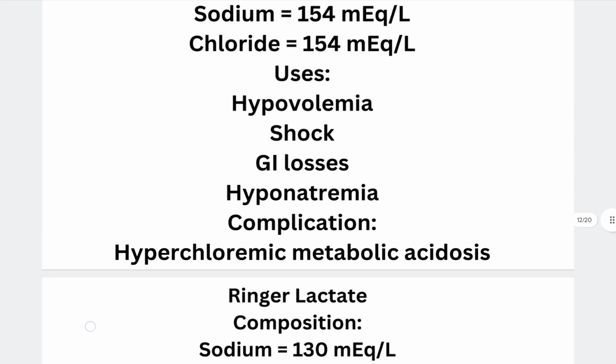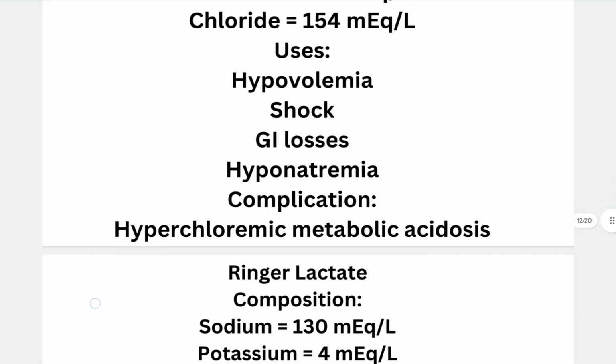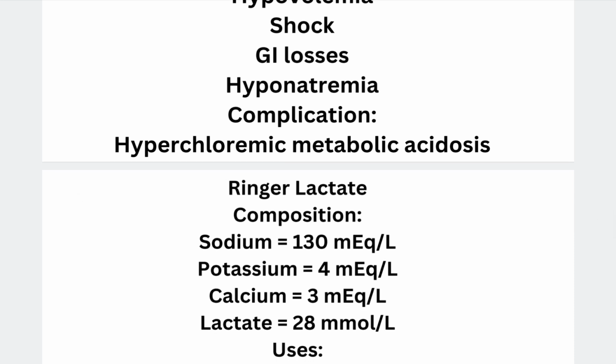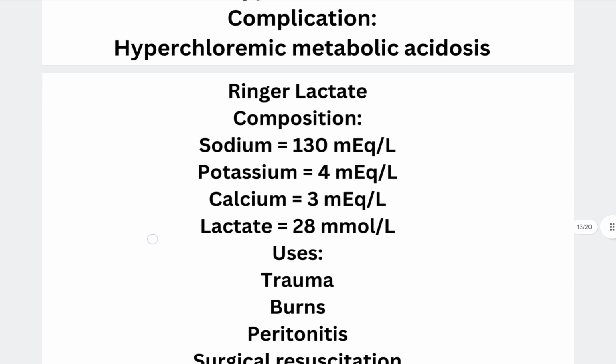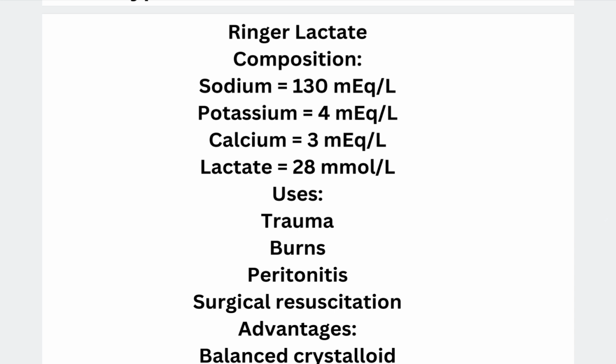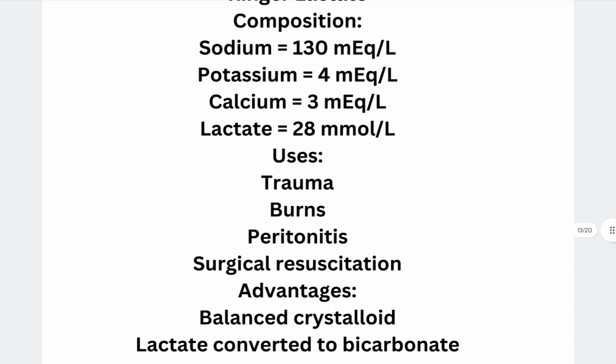So to overcome these excessive chloride levels, we are converting our fluid with anions. We are using lactate. So basically this is ringer lactate. It contains a lesser quantity of sodium and also potassium, and it also contains calcium and lactate. So ringer lactate reduces our chloride level. We can use it in any kind of trauma patient, burns, peritonitis, and also surgical resuscitation. The advantage of ringer lactate is that it is a balanced crystalloid.